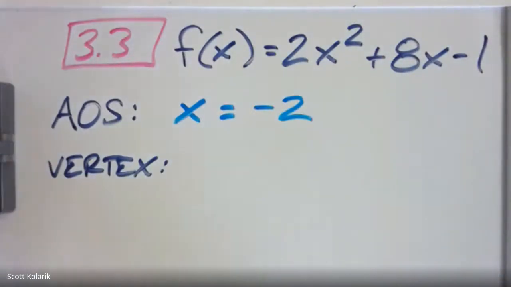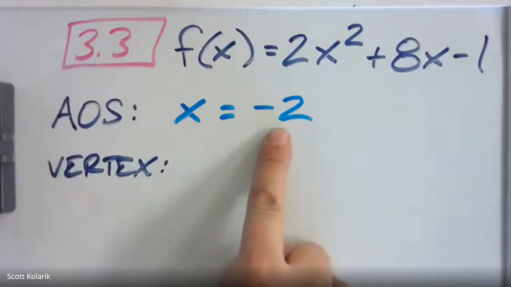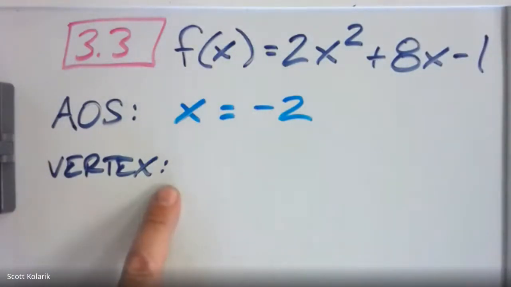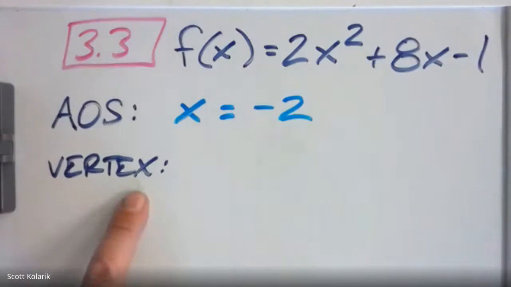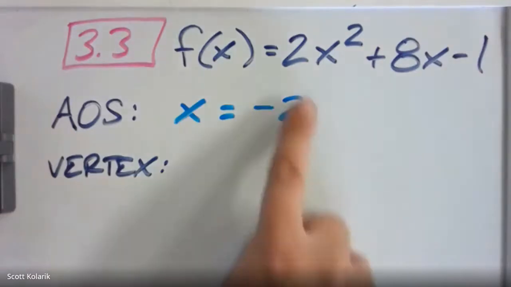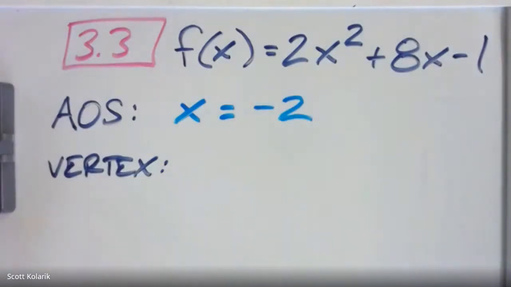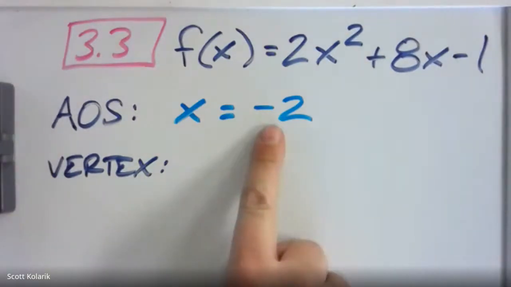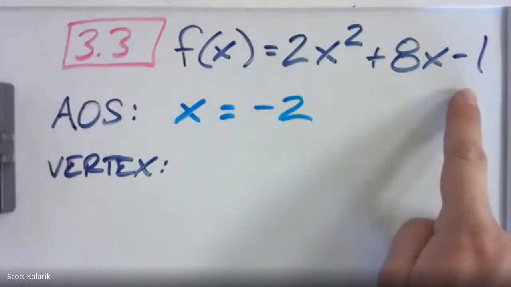All right, I'm going to end up using this value to help identify my vertex. And the technique in which I'm going to be using it to identify my vertex will be how I also complete my XY table for ultimately graphing this quadratic. Okay, so in order to figure out what my vertex is, I literally need to take this x value and plug it in to my function.